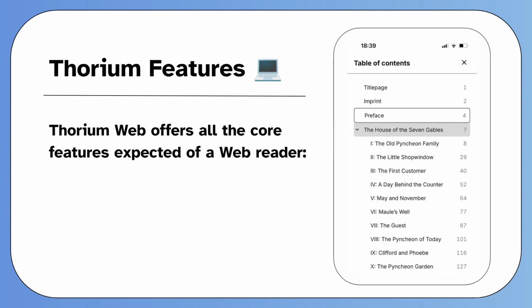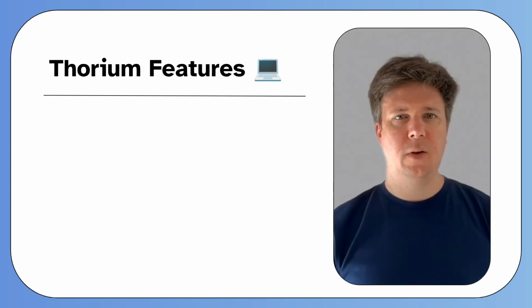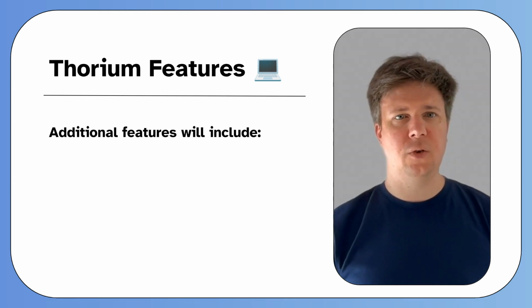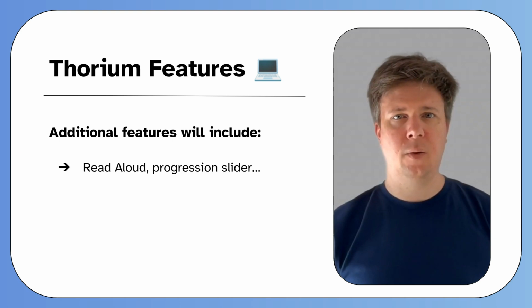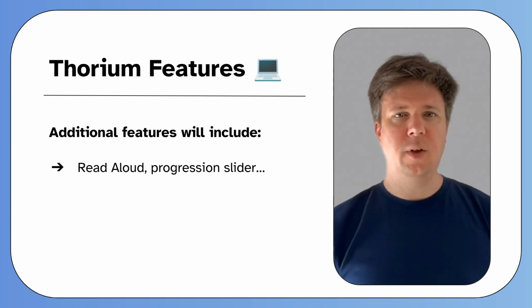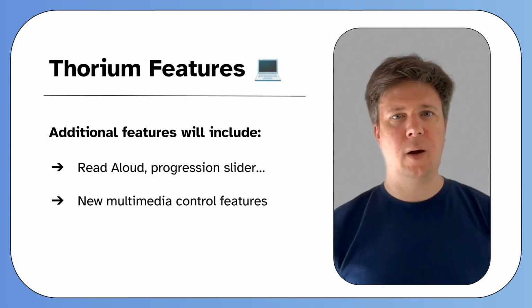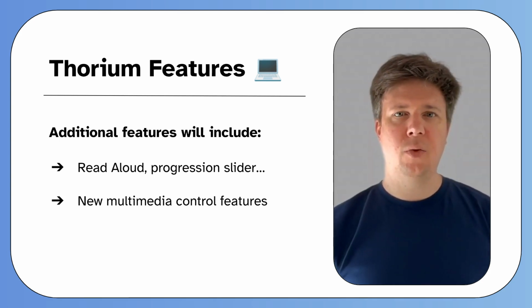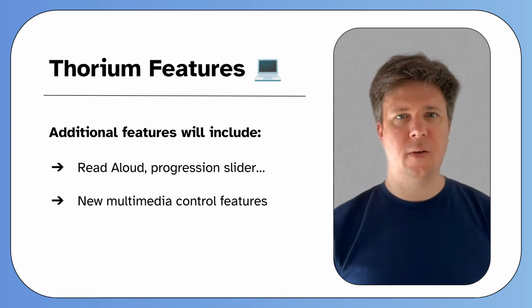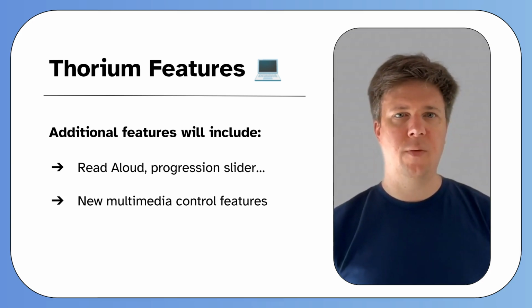You also get pretty much all the core features that you would expect from a web reader. Right now, this means display settings, progression, and table of contents. But expect us to add additional features as well, such as read aloud or progression slider. With the addition of audiobooks, we'll also add new multimedia controls that you'll be able to use with ebooks as well for read aloud.